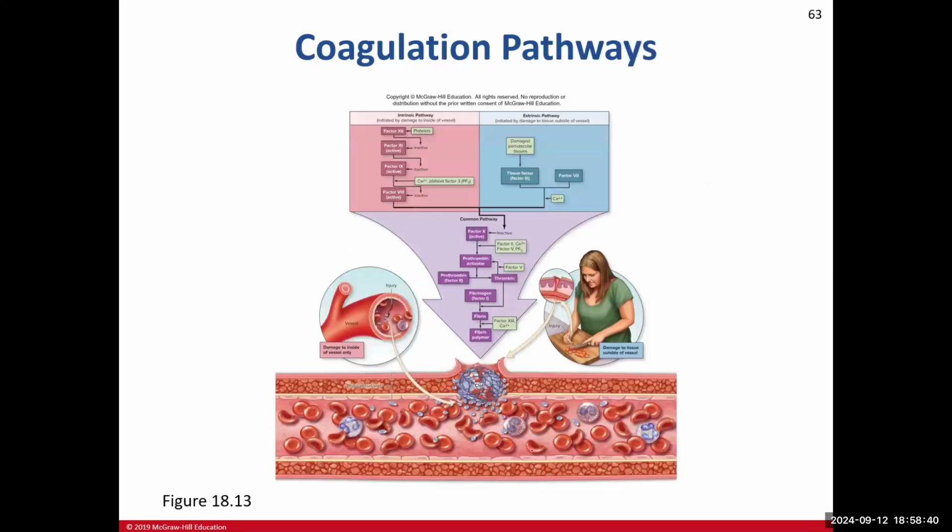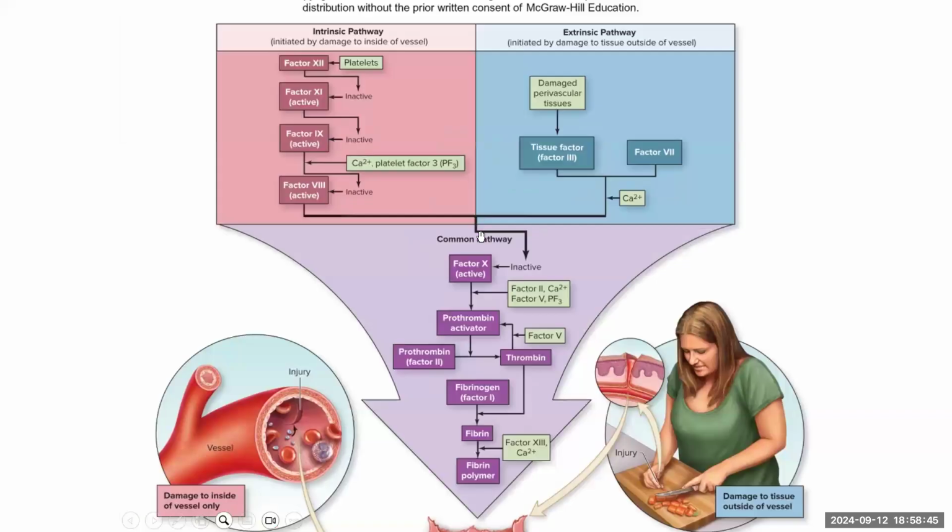So if you look here on this slide, right, you have your damaged blood vessel, and so you have these two pathways. The intrinsic is what happens inside the blood vessel, and the extrinsic happens on the outside of the blood vessel. But you'll notice that you'll have these clotting factors being produced, for example, our platelets and so forth. And so they'll go through a step-by-step process, both inside the blood vessel and outside the blood vessel, but it all comes down to the bottom part here. It all comes down to fibrin.